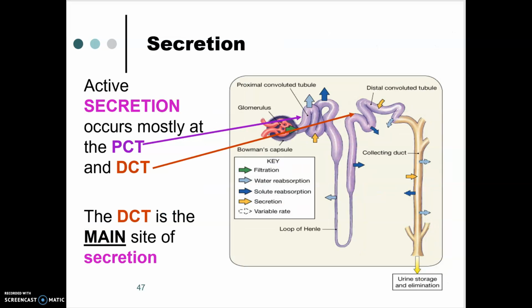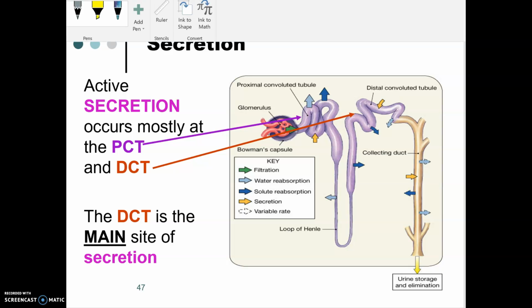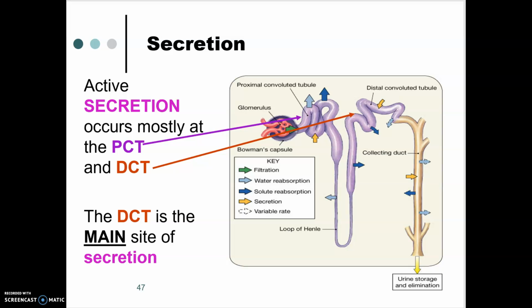Secretion is the opposite of absorption. What we're doing when we're secreting stuff is taking it from the peritubular fluid and adding it back into the filtrate inside the nephron. For the most part, the distal convoluted tubule is the main site of secretion.